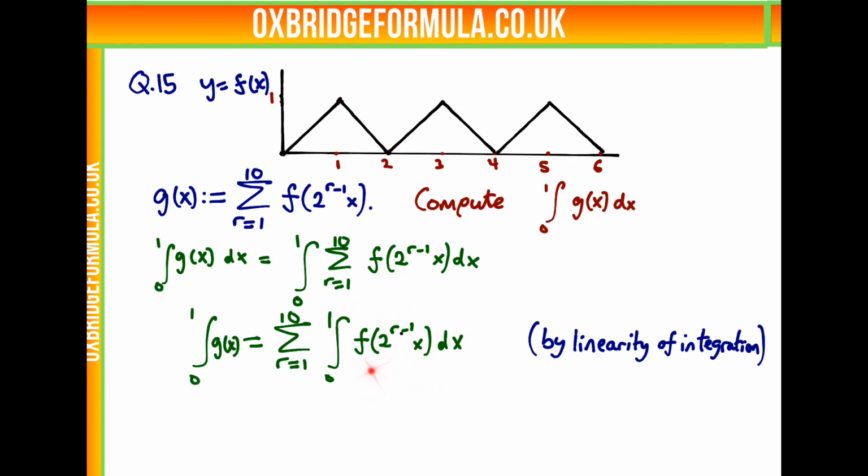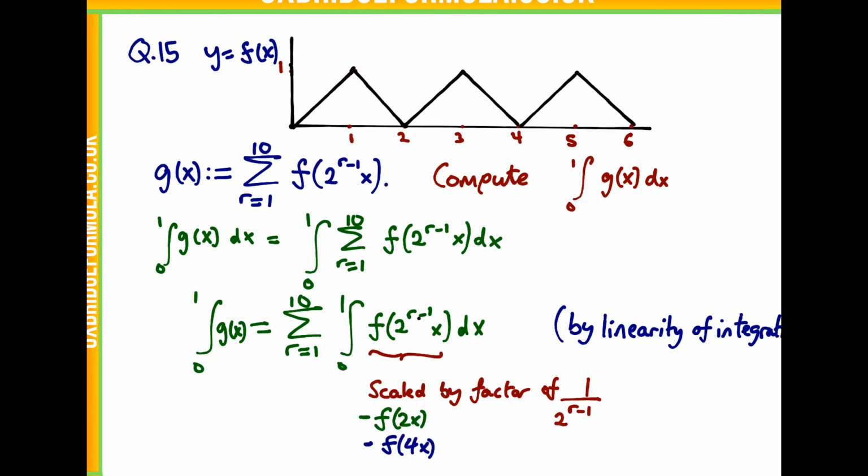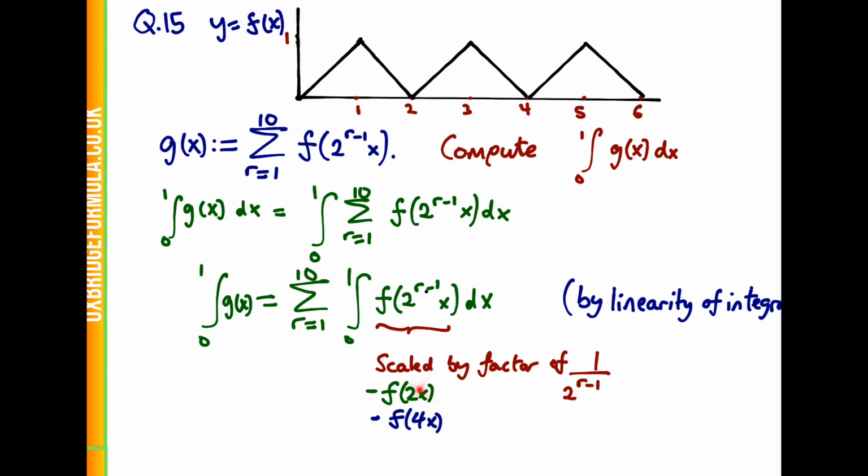So what is this? Let's consider visualizing what this function is. Well, this is precisely a scaling by a factor of 1 over 2 to the r minus 1 in the x direction. So we're shrinking it by a factor of 2 to the r minus 1. So how do f of 2x and f of 4x look? For f of 2x, we know that at x equals 1, f of 2x is f of 2. So that means this point here is sent to 1.